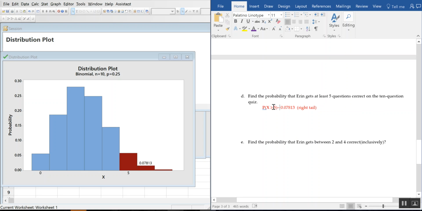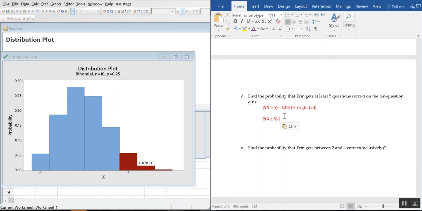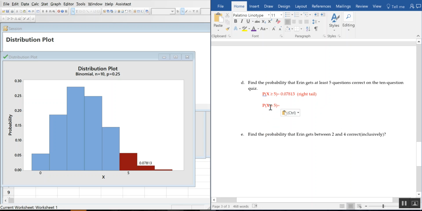Now, I'm going to do this using the Calc menu so you can see how it's done. So this is what we want, greater than or equal to 5. But the Calc menu won't do that. It'll only do less than or equal to. So you might be thinking, what's another way I could rewrite greater than 5 so that I could be doing a less than? So I want things that are 5 or bigger. So I don't want things that are 4 or smaller. So you could rewrite this as 1 minus the probability.